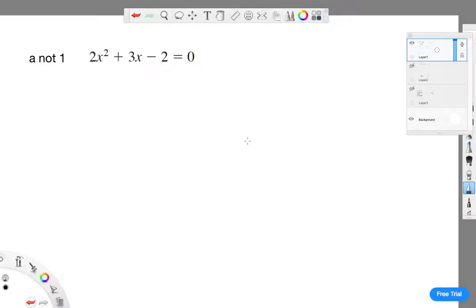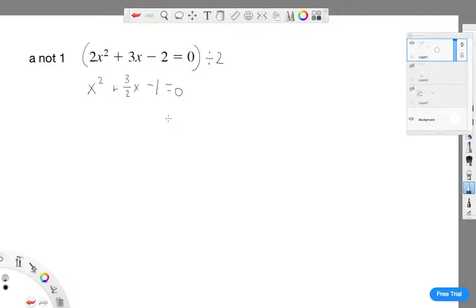Okay. And so in order to take care of that a term, we want to divide this whole thing by 2. We want a to be 1. That's the easiest way to factor anything. So you've got x squared plus 3 halves, or 1.5x, minus 1 is equal to 0.